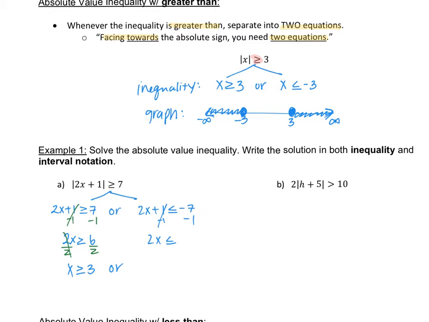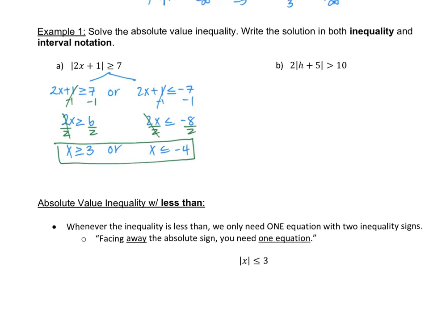Negative 7 minus 1 is negative 8. I need to divide by 2. And so x is less than or equal to, let's see, -8 divided by 2 is -4. So it looks like my answer is x is greater than 3 or x is less than -4.